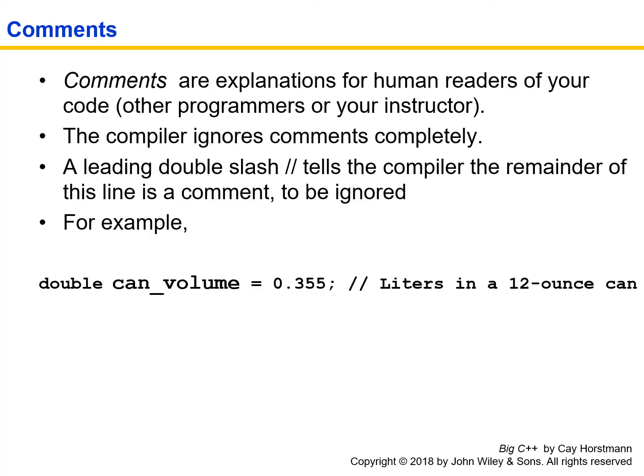In other cases, it's not so easy to understand where a number comes from. And so comments are explanations for your human readers, other programmers, or me, your instructor. The compiler is going to ignore anything you type in a comment completely. Okay. And that allows you to say whatever you need to say to explain your code, to explain what you're thinking there.